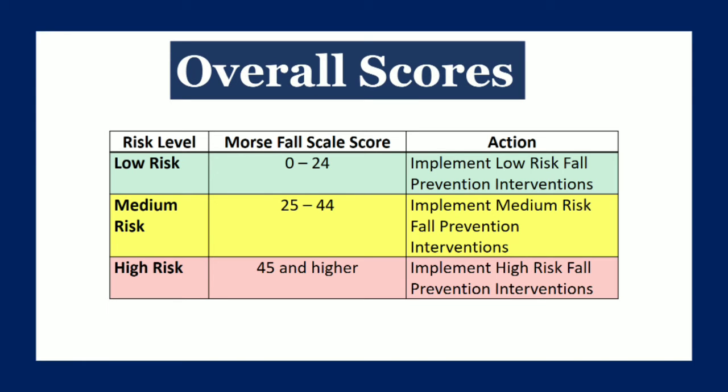Therefore, if the overall score is 45 and higher, the patient is considered high risk and you have to implement high risk fall prevention interventions. If the patient's score is 25 to 44, then the patient is considered medium risk and you have to implement medium risk fall prevention interventions. If the patient's score is 0 to 24, it is considered low risk, and you have to implement the low risk fall prevention interventions.